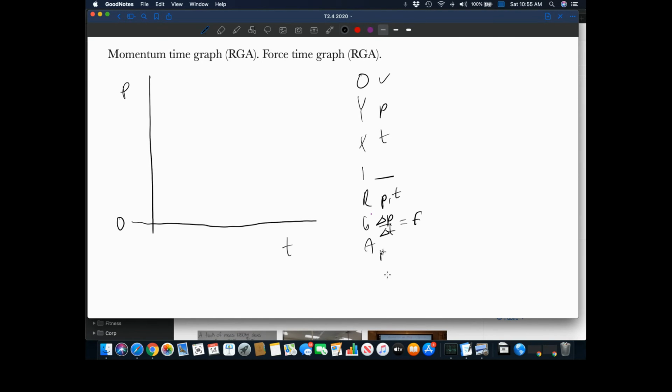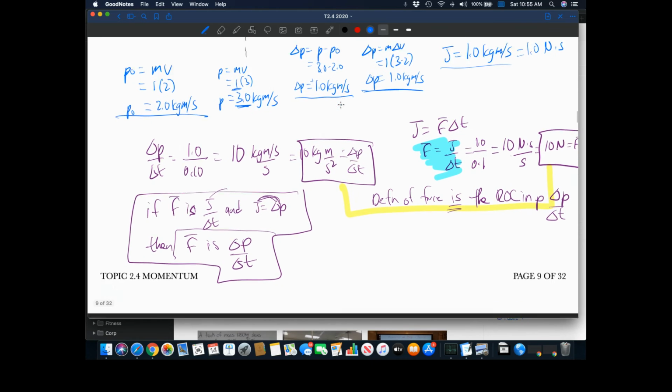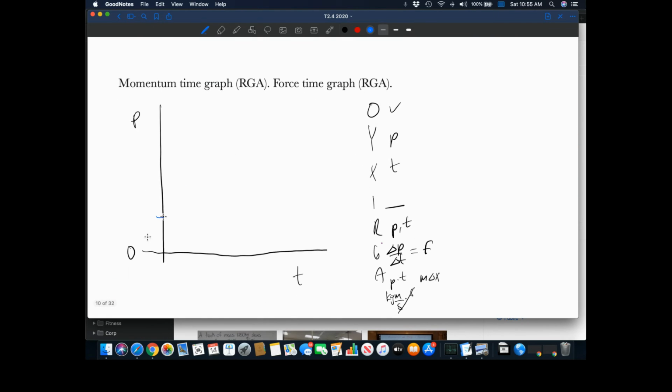And the area is momentum times time, which, if we look at the units, is kilogram meters per second times seconds, so kilogram meters. It's like mass times delta x, which isn't really a quantity that we have meaning for. But we know the average force is the slope. So if we go back to our initial situation, we know we had an initial momentum of 2 kilogram meters per second. So let's make a 1, 2, and a 3 like this.